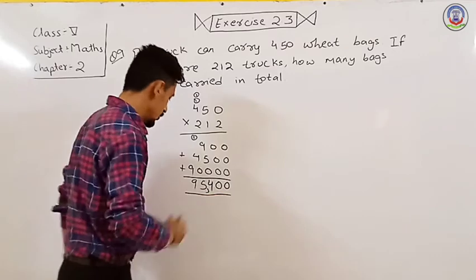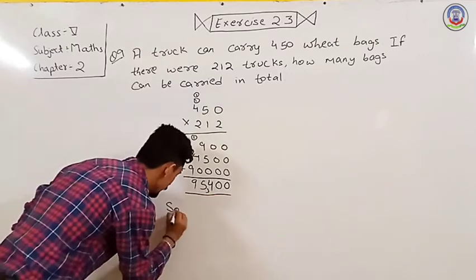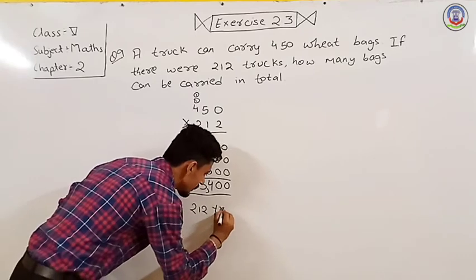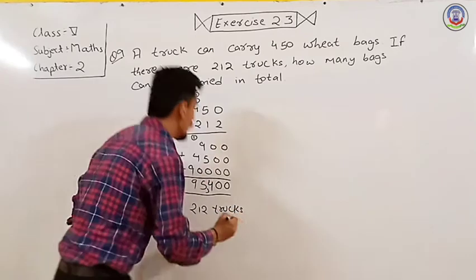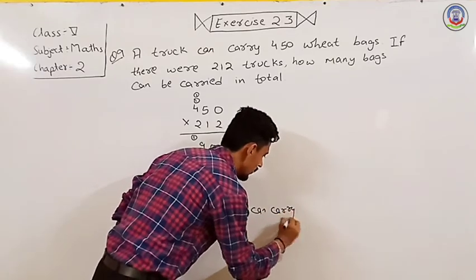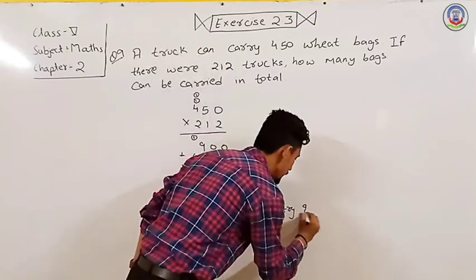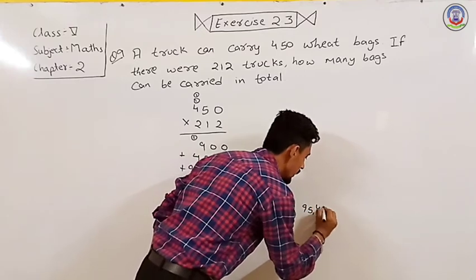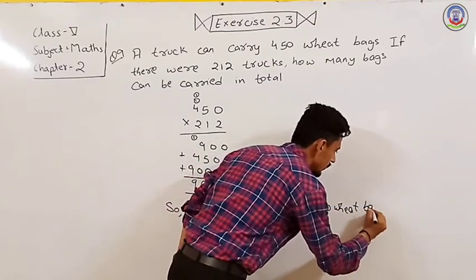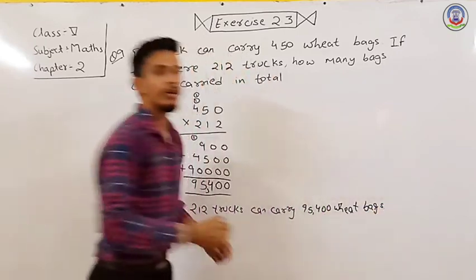95,400. So we write, so 212 trucks can carry how much? 95,400 wheat bags. Okay?